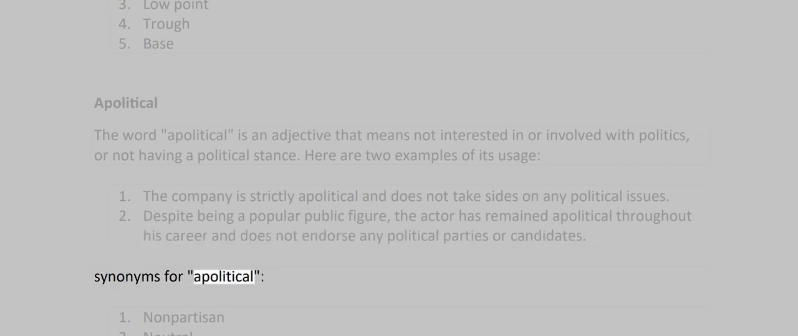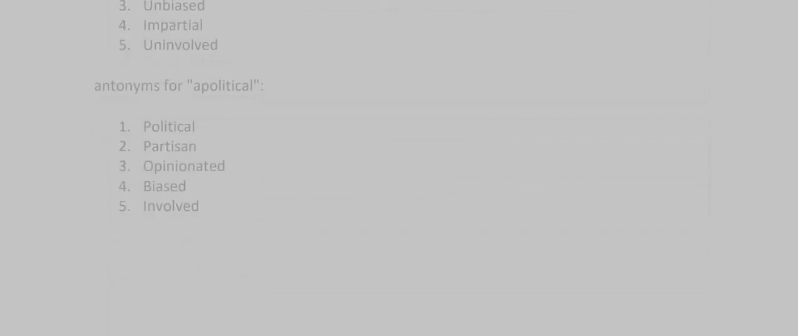Synonyms for apolitical: 1. Non-partisan. 2. Neutral. 3. Unbiased. 4. Impartial. 5. Uninvolved. Antonyms for apolitical: 1. Political. 2. Partisan. 3. Opinionated. 4. Biased. 5. Involved.